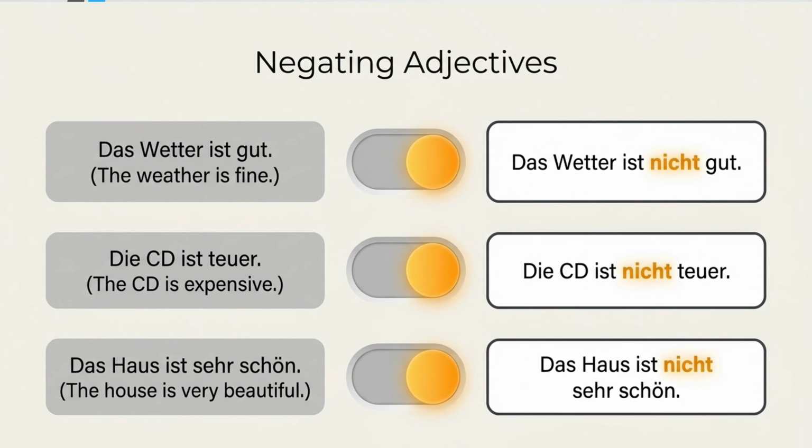Let's look at some examples. To say the weather is not good, we say das Wetter ist nicht gut. Similarly, if we wish to say the CD is not expensive, we say Die CD ist nicht teuer. Another example is Das Haus ist nicht sehr schön. Notice how nicht simply comes before the adjective.